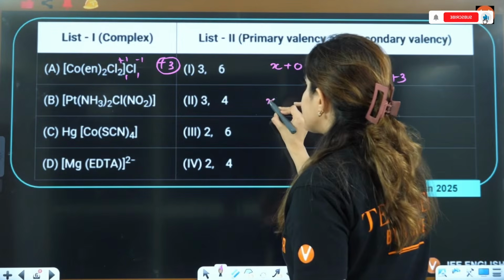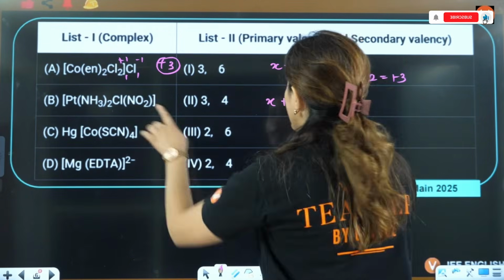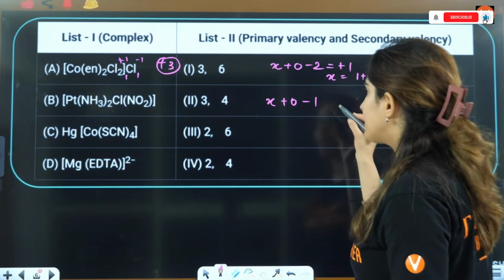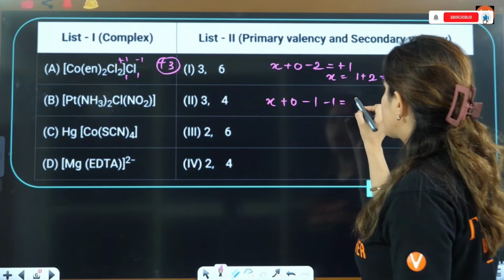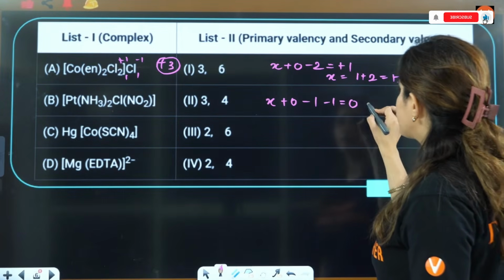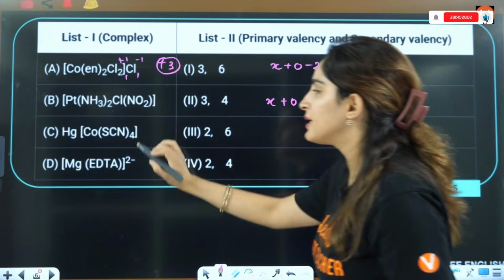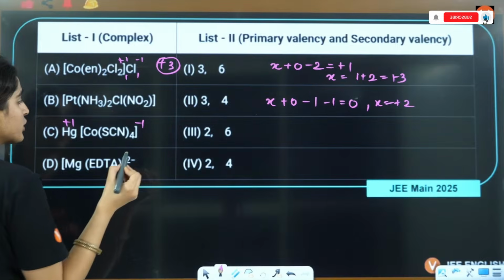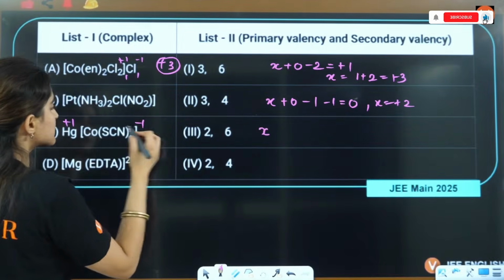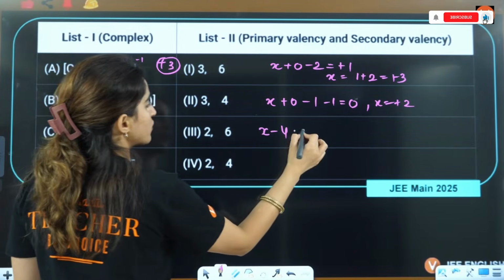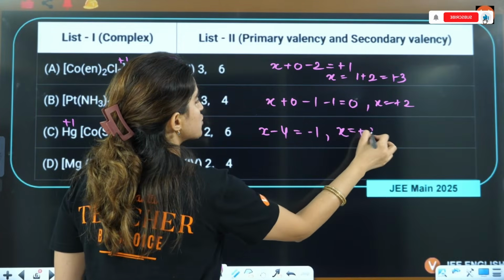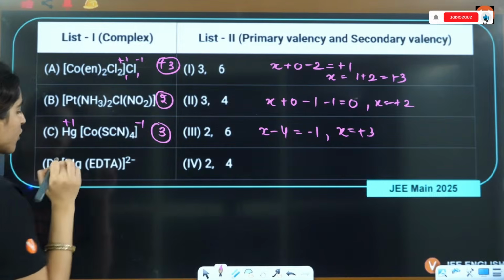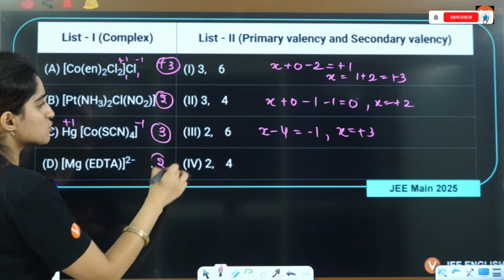In this case it is X plus 0 for ammonia, chlorine is -1, NO2 is also going to be -1 here. So it is going to be 2 here. This is overall 0, so X is going to be +2. Similarly, here you have this is +1, this is going to be -1. So it is again X, this is -4 equals -1, so X equals +3. This is going to be 3, this is going to be 2, and what about this one? We have discussed, this is also going to be 2.